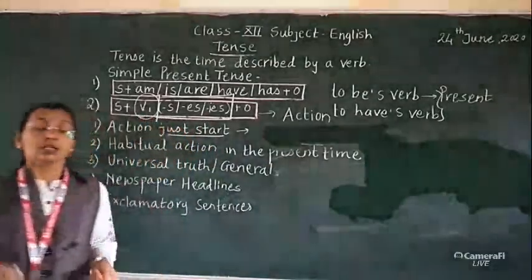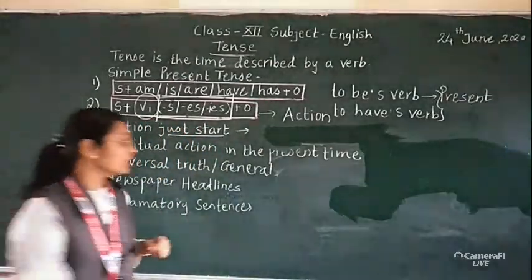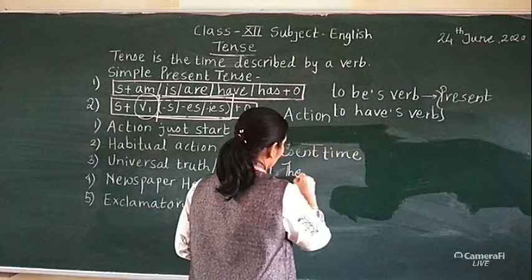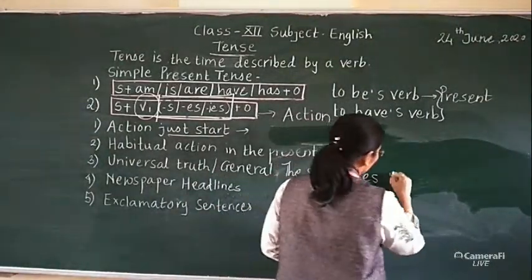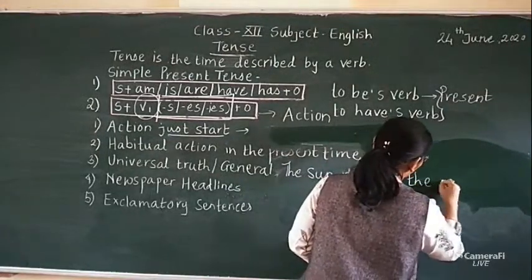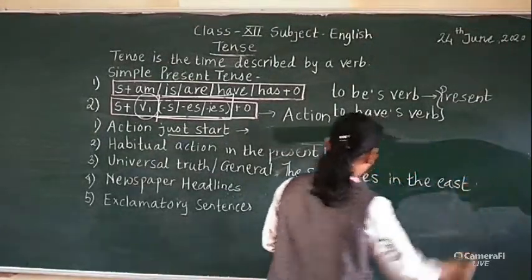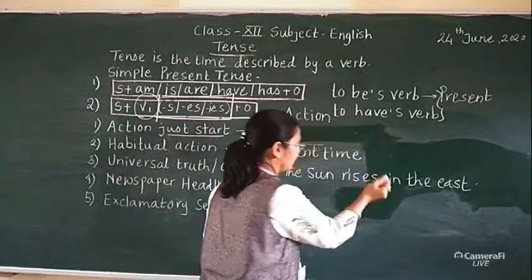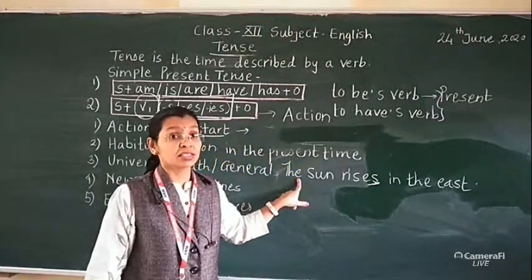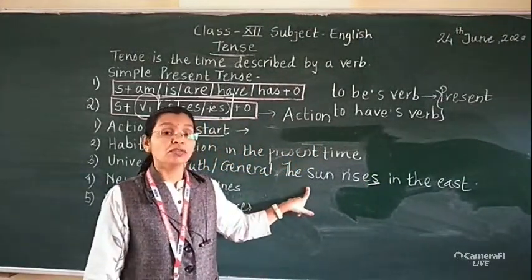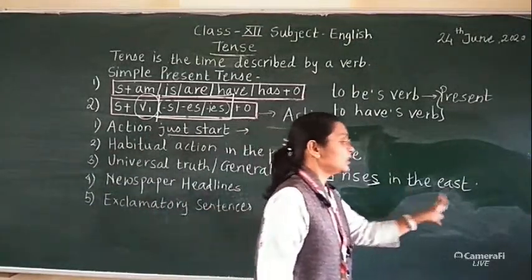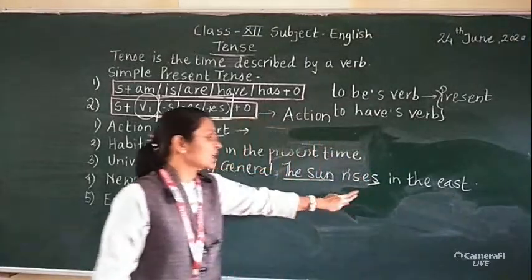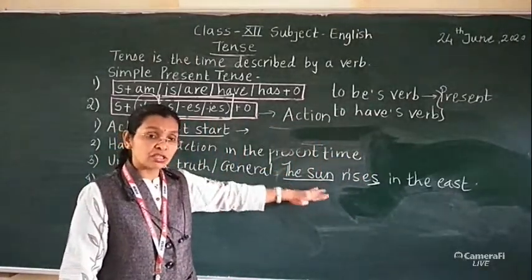For example, the sun rises in the east. What is the example here? The sun rises in the east. Okay. So what do I add here? I add here S. The sun, this is the name of an object, right? So the sun rises in the east. Okay. So that time, this is what? This is the universal truth.